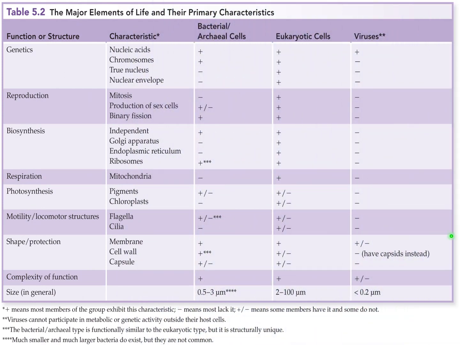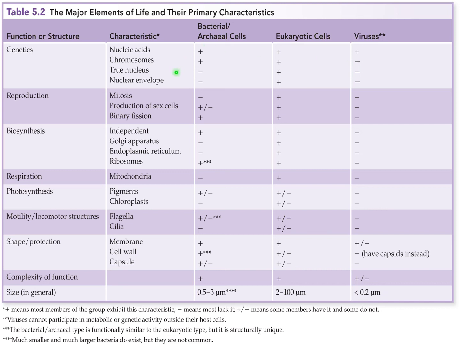So if we compare, again, the major elements of life and their primary characteristics, you can go down and read through the chart, but you'll see that there are a number of differences and a number of similarities. Do they all contain nucleic acids? Absolutely. And nucleic acids, I'm talking DNA and RNA. Do they contain chromosomes? The prokaryotic and eukaryotic cells do, but viruses do not contain chromosomes.